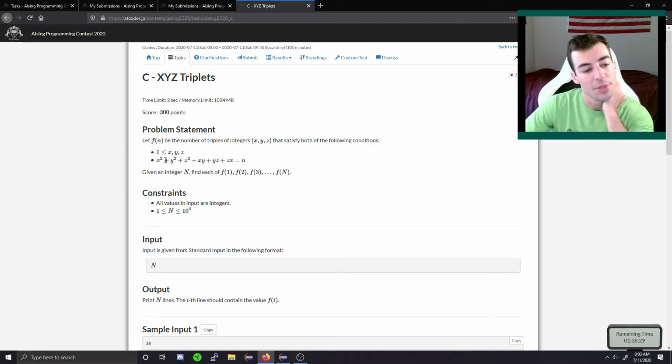Does this end up simplifying somehow? It looks like the kind of thing that does. Well, all right, so none of the integers can be bigger than 100, right? Because if any is bigger than 100, then this is already too big. So we can just do the n cubed and count.